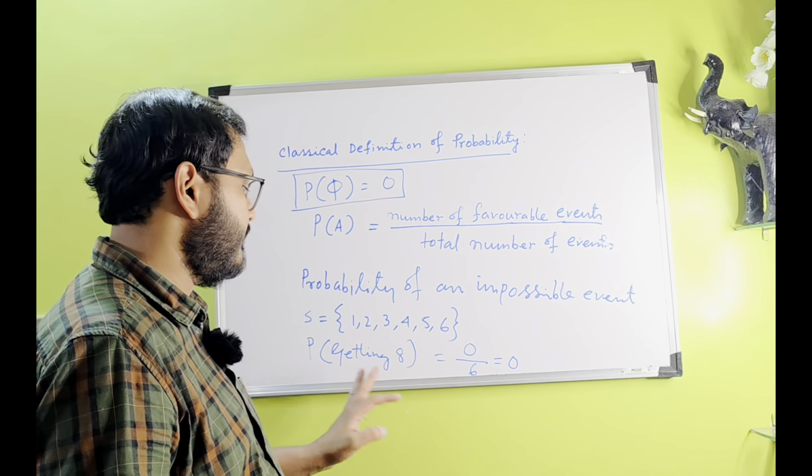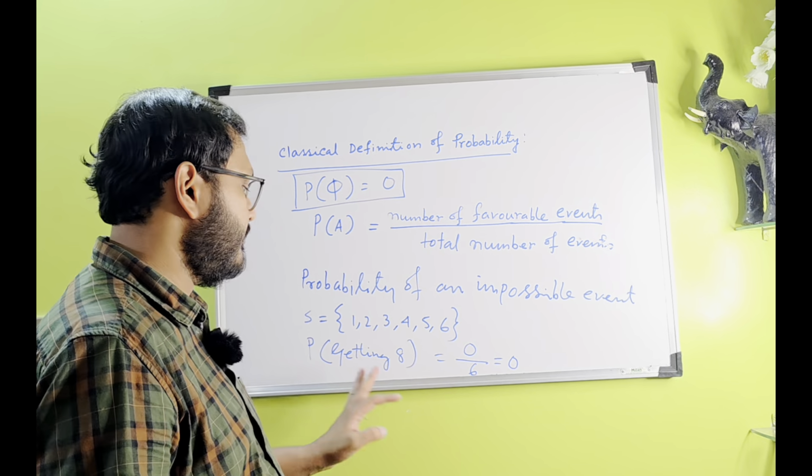Now, I hope it's clear to all of you about the certain event and the impossible event. But if it's not a certain event or an impossible event, then what is the probability? Look here. The number of favorable events divided by the total number of events in the sample space, that is the probability of an event.